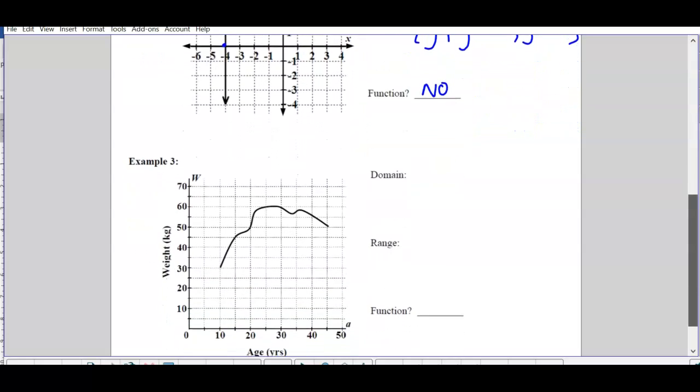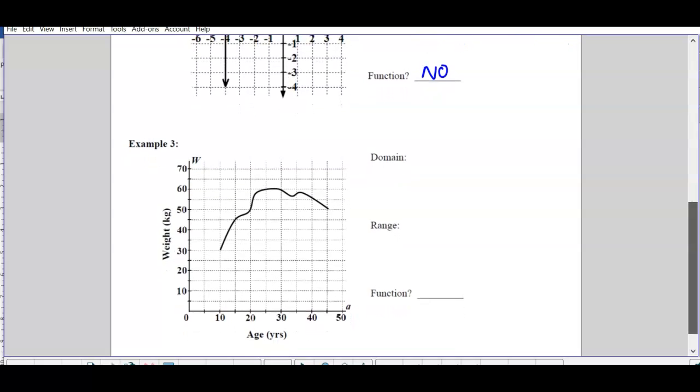Okay, next one is basically an application question. It looks like comparing someone's weight to how old they are. For the domain here, take a look at the variable used, it's a. So all values of a where... Now it's continuous, so we need inequalities, but notice there are no arrows on the ends. So it really starts at this value and ends at this value. That's starting at 10 and ending at 45. So this we need to have an inequality with boundaries.